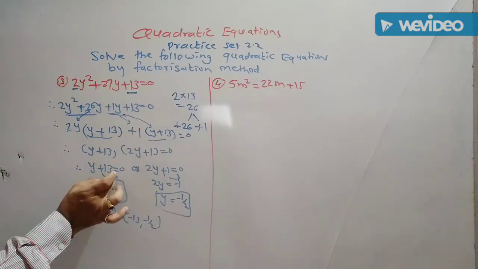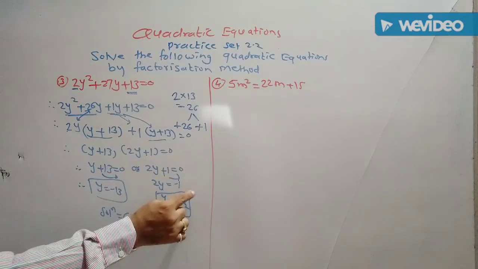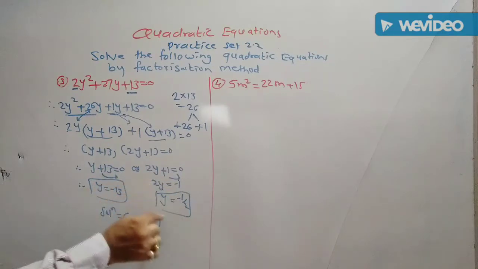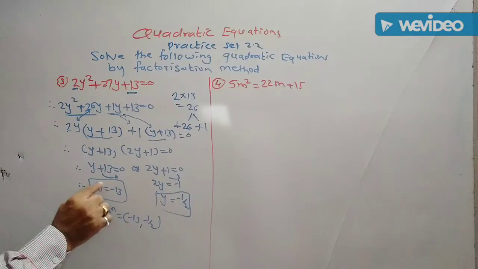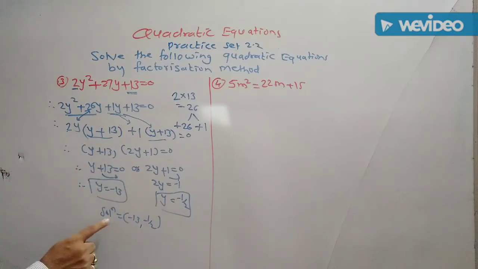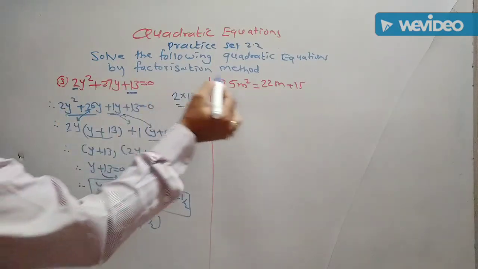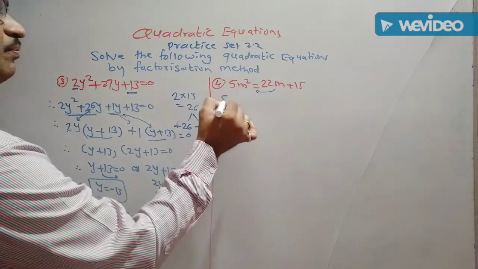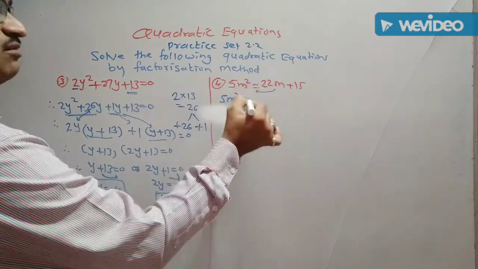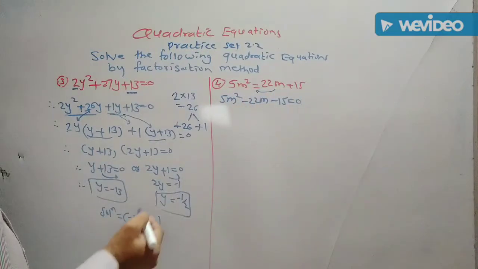Therefore y plus 13 is equal to 0 and 2y plus 1 is equal to 0. Plus 1 gets converted to minus, multiplied 2 gets converted to division, y is equal to minus 1 half, and y plus 13 gets converted to minus, therefore the solution is minus 13 and minus 1 half. Similarly, the fourth example we solve. Firstly, the given example we write in the standard form, 5m square, this plus 22m gets converted to minus, plus 15 gets converted to minus.